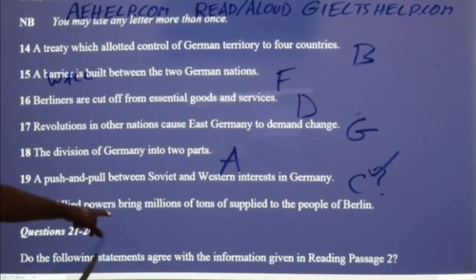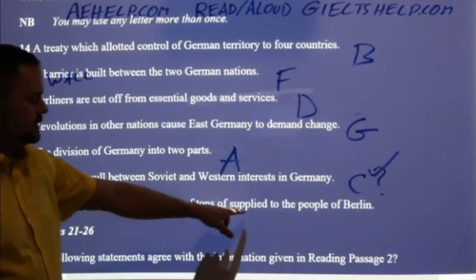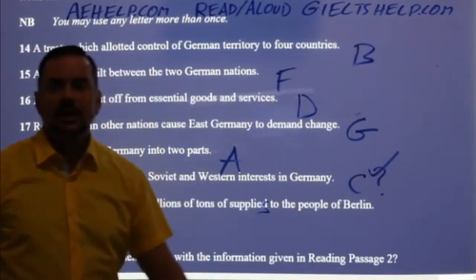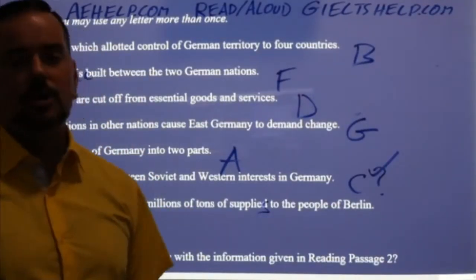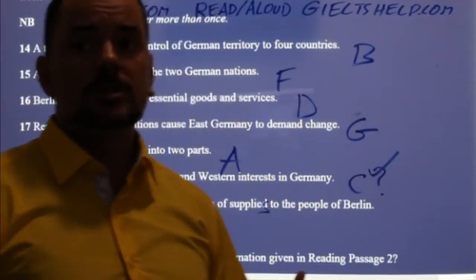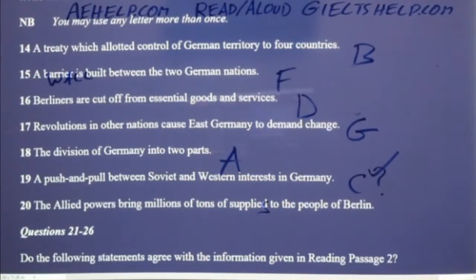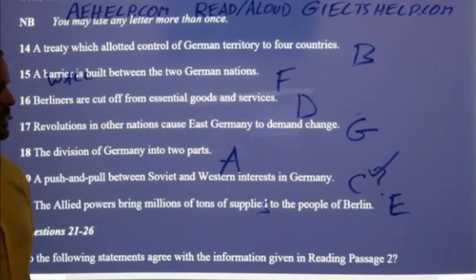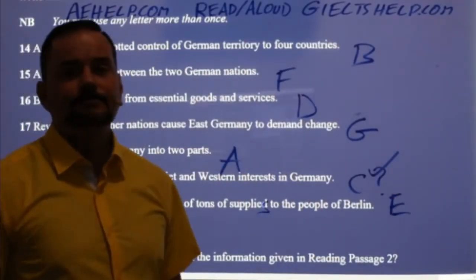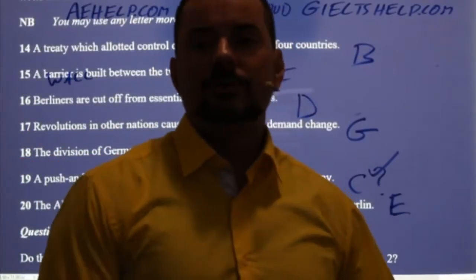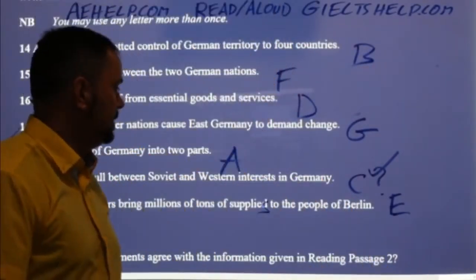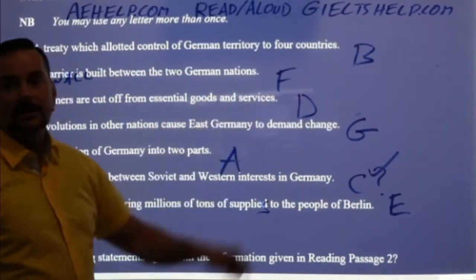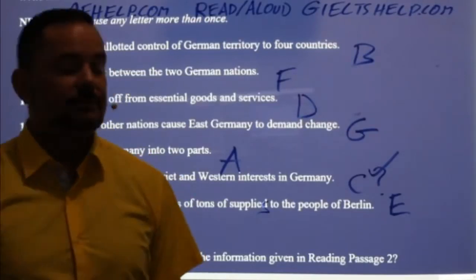Okay, the Allied powers bring millions of tons of supplies to the people of Berlin. Okay, that was the airlift. Hopefully you visualize that. That was in response to the blockade. And you are absolutely right. That is E. Okay, so the Americans say, hey, you don't want to let food through to the German people? We'll just airdrop them in. Airdrop in all of the food. That's what they did. And then came the Berlin Wall, right? So after that came the Berlin Wall.